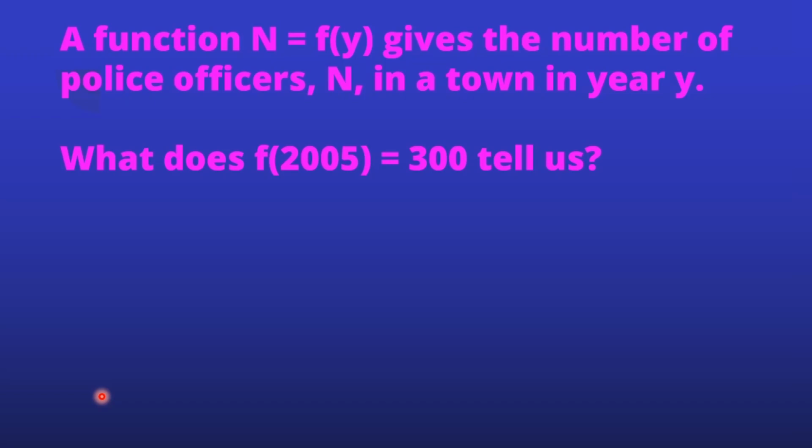The year is 2005, and that is the input. N here is 300, and n, as said in the problem, is the number of police officers. So 300 means 300 police officers. What the equation tells us is that there are 300 police officers in the year 2005.